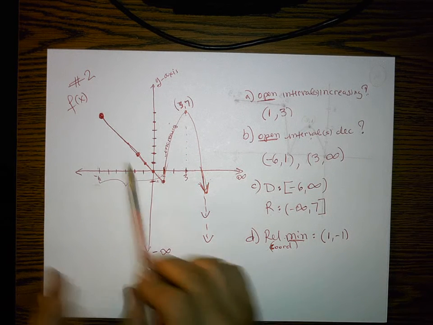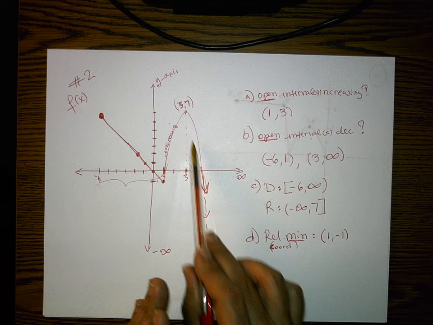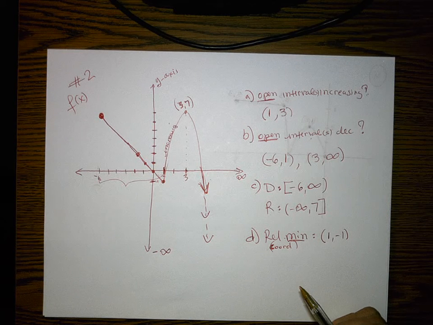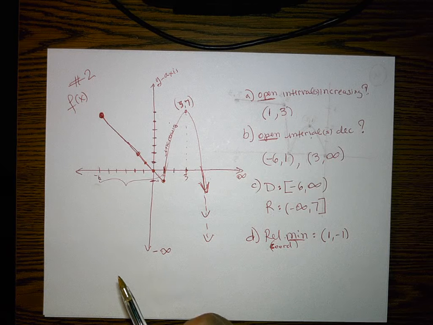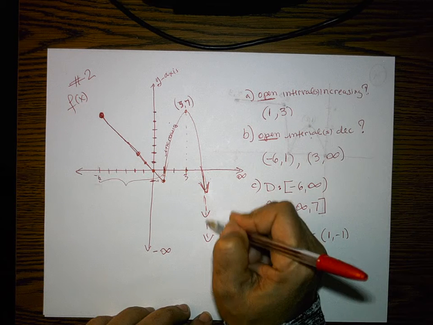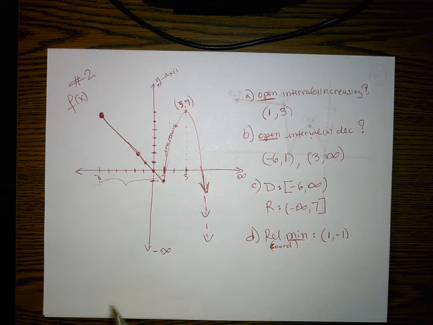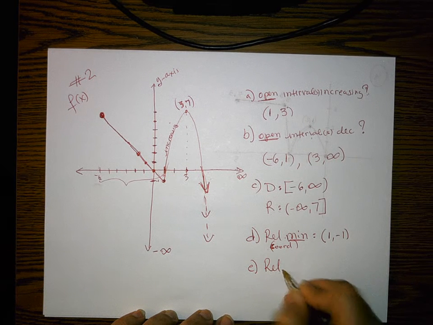Then I scan the graph a little further. I find a high point up there, and this is going to go down forever. I don't have any other relative minimums. This is a minimum relative to the graph. This is a minimum right here. Of course this graph is going to go on forever, but relative to this area, this is a relative min. In part E, it asks for a relative maximum.